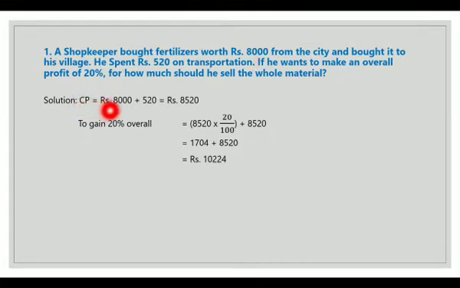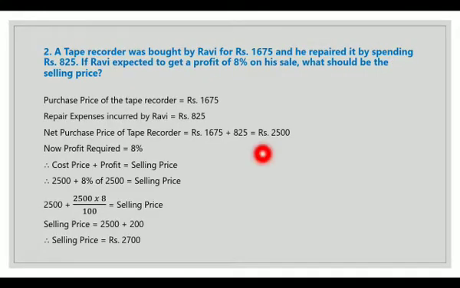Solution: the cost price is equal to rupees 8,000 plus 520, which is equal to rupees 8520. To gain 20% overall, we calculate 8520 into 20 upon 100 plus 8520. After solving this, we get 1704 plus 8520, which is equal to rupees 10224.